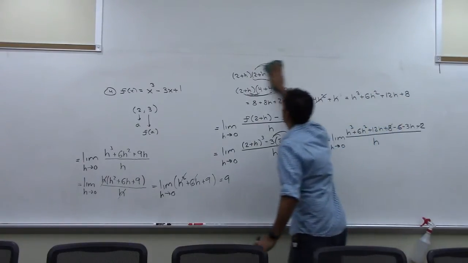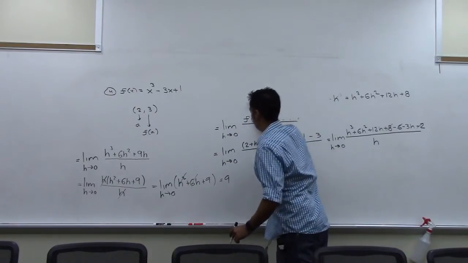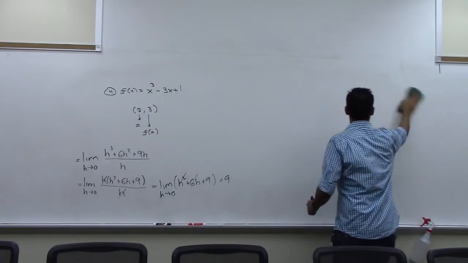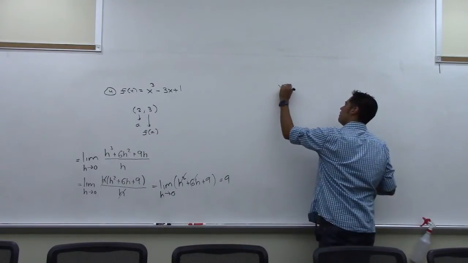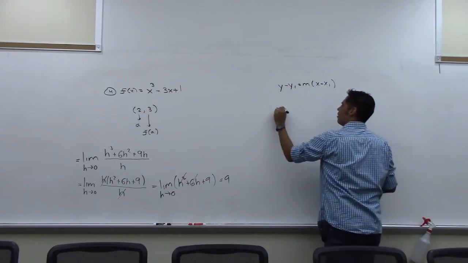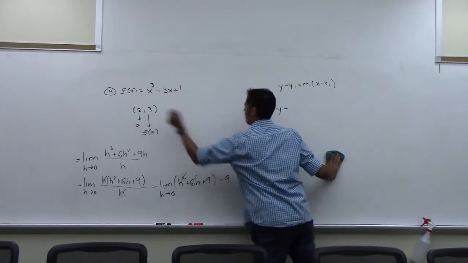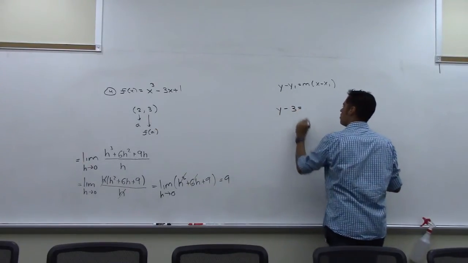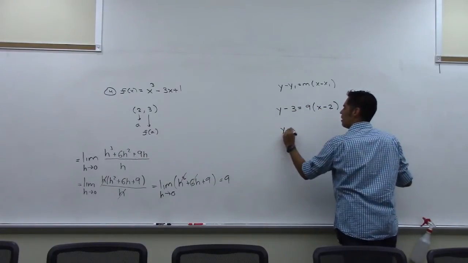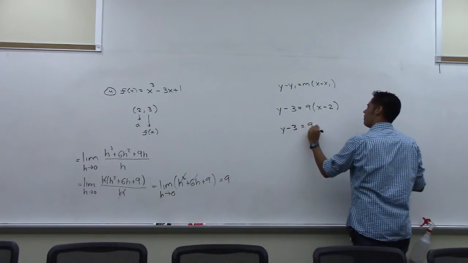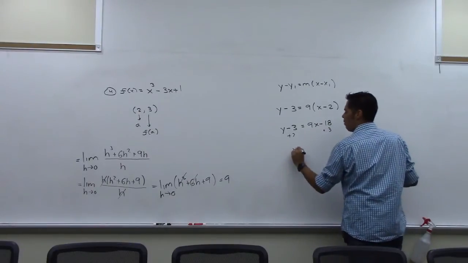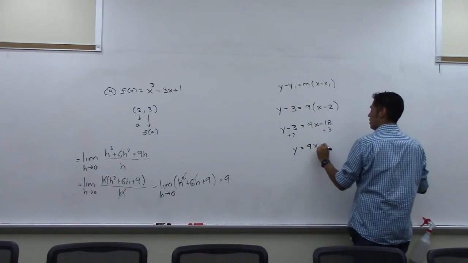All right. So now that's just the slope. We need the equation of the tangent line. So I'm going to use this again, and I can replace y1 with 3, my slope, which is 9, then x minus x1, which is 2. I can now distribute the 9 through, and now I can add 3 to both sides. y equals 9x minus 15.